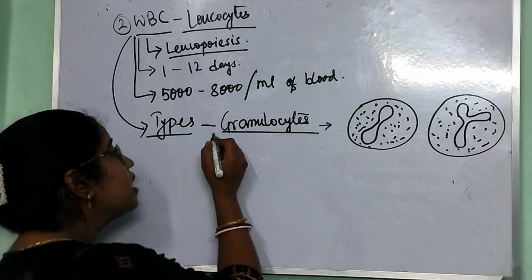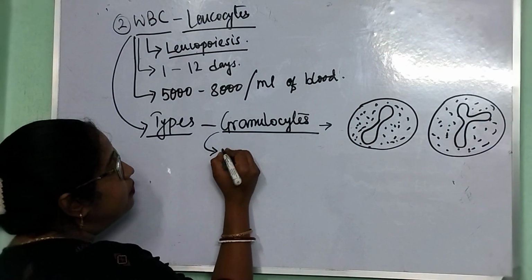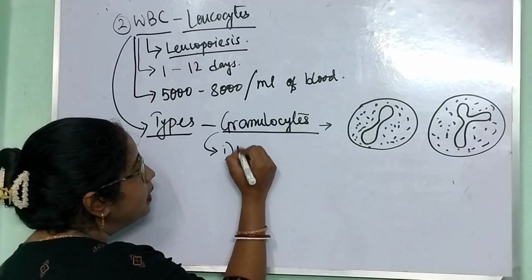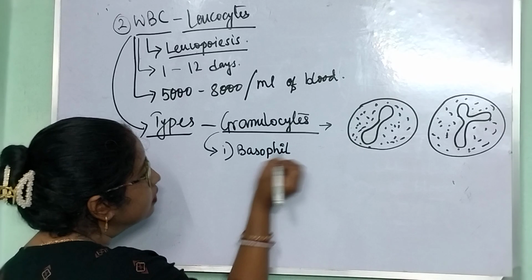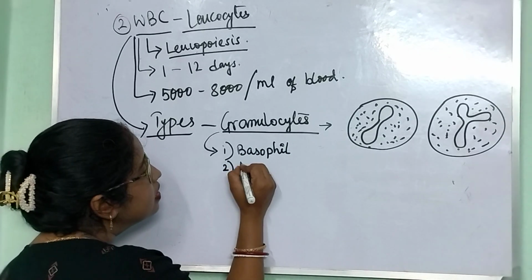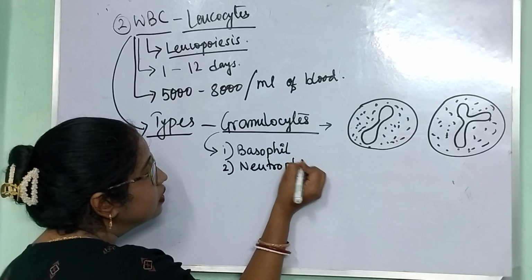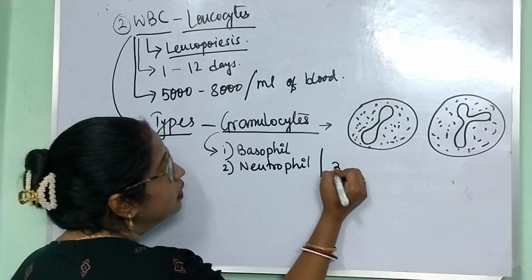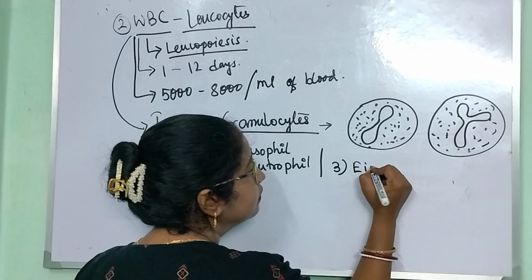So in the granulocytes, there are 3 types of granulocytes. First one is basophil. Second one is neutrophil. And the third one is eosinophil.